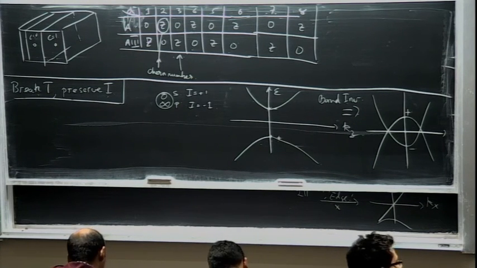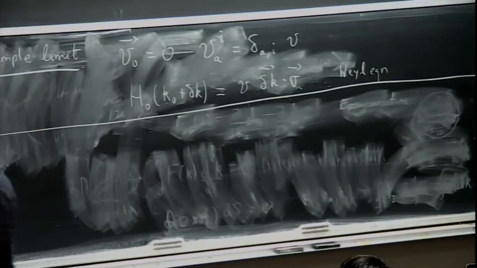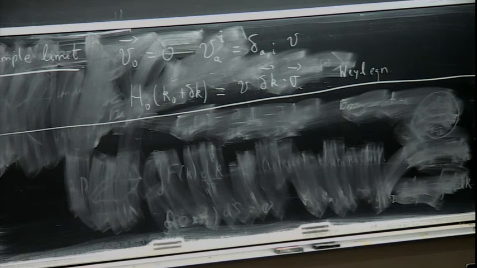Okay, so we want something that will do this band inversion. We said that this matrix tau z, when acting on these states, tells me the inversion eigenvalues. So if I apply the inversion transformation on my Hamiltonian, I apply this tau z on my matrix H, and then I take H to minus H.